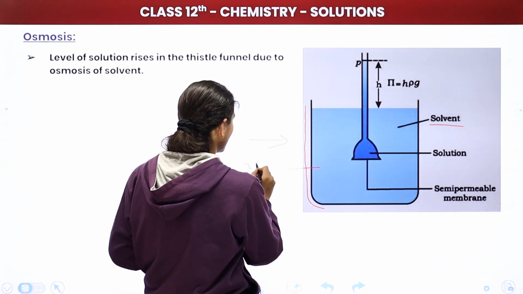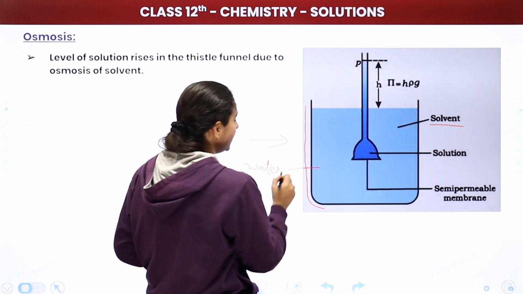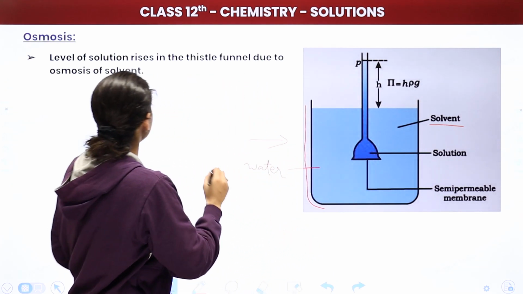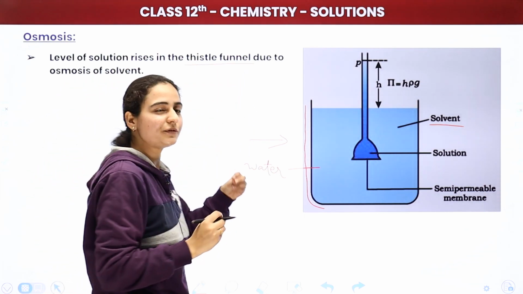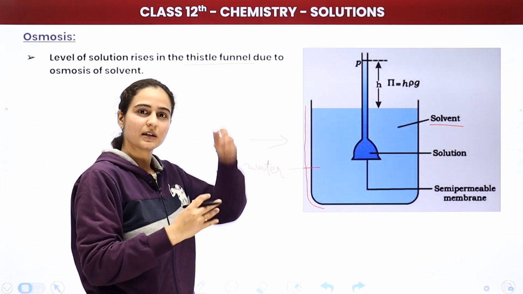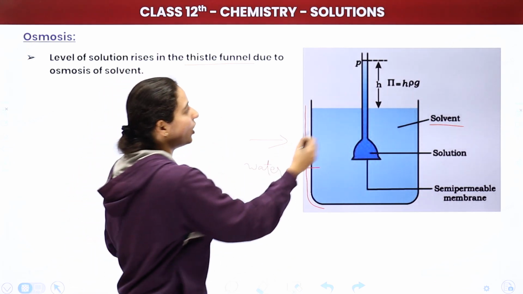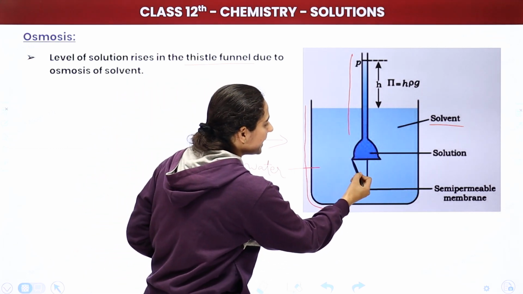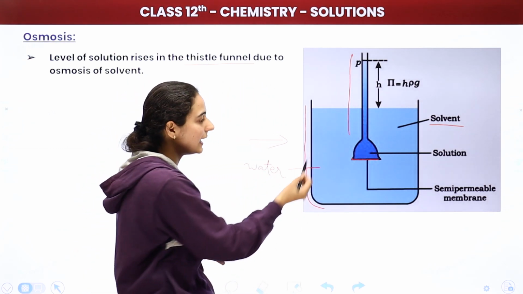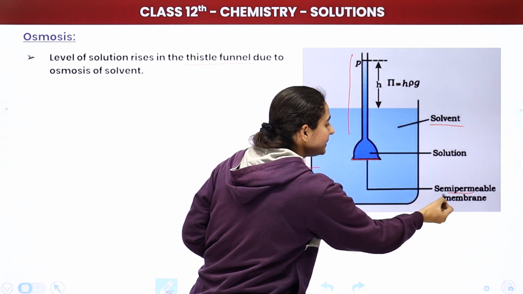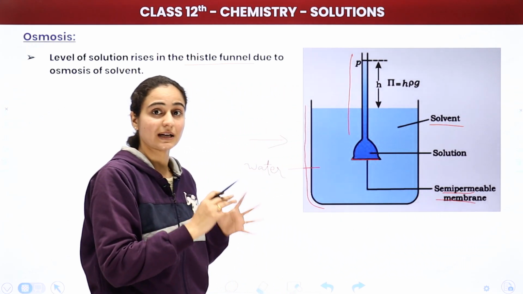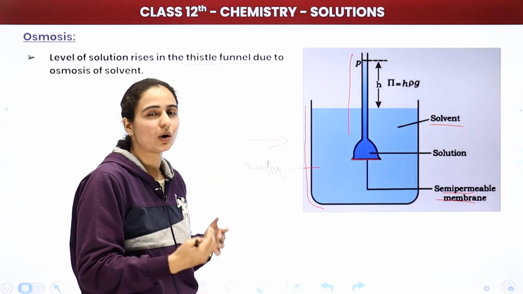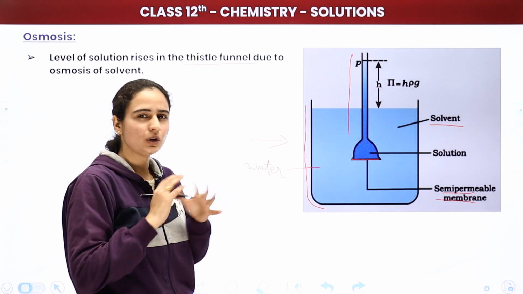I'll just write here water. And we have taken a thistle funnel. I have written here also. So thistle funnel क्या होता है? एक हमारा glass, it is made up of glass and it has a long neck. You can see it has a long neck. And at the mouth of this thistle funnel हमने क्या लगाया है? हमने semi permeable membrane लगाया हुआ है. That is your SPM. Now you know कि SPM क्या होता है? It only allows solvent molecules to pass, not any other.